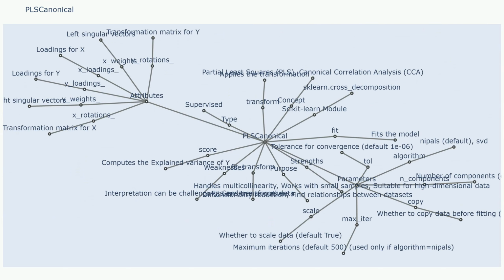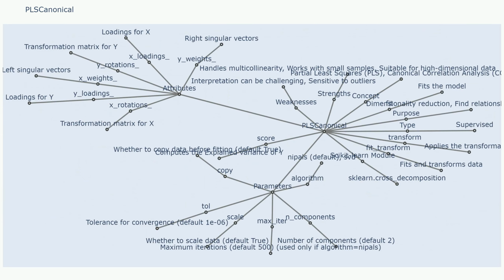8. Important parameters. n_components: number of latent variables to extract. scale: whether to scale the input data before fitting. algorithm: algorithm used for the PLS fitting. copy: whether to copy the input data before fitting.